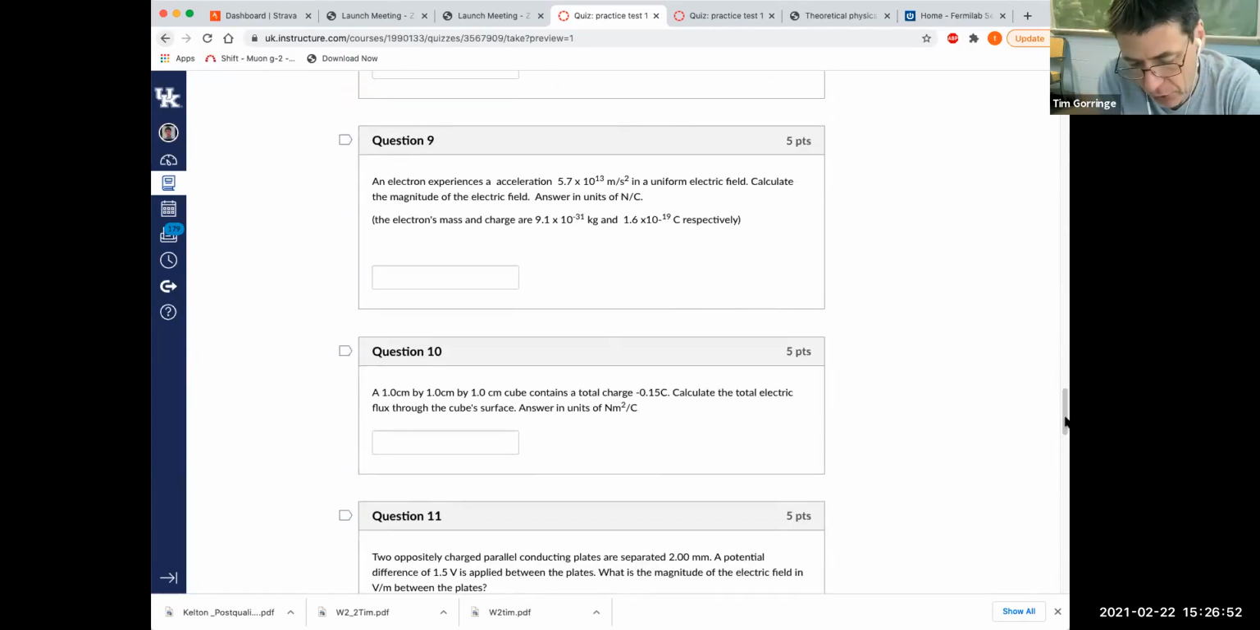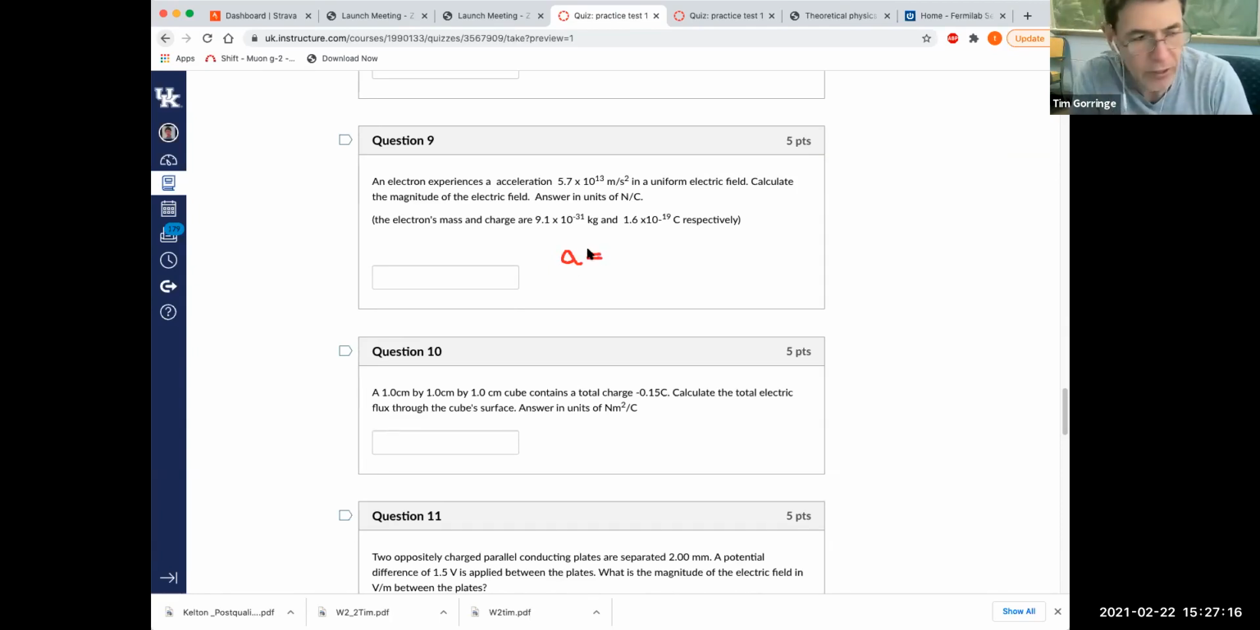Okay, next question, question number 9. We're told we got an electron. It's accelerating at 5.7 times 10 to the 13 meters per second squared, and it's accelerating in an electric field. And we got to calculate the magnitude of that electric field. So we're told the acceleration. Let's start from that.